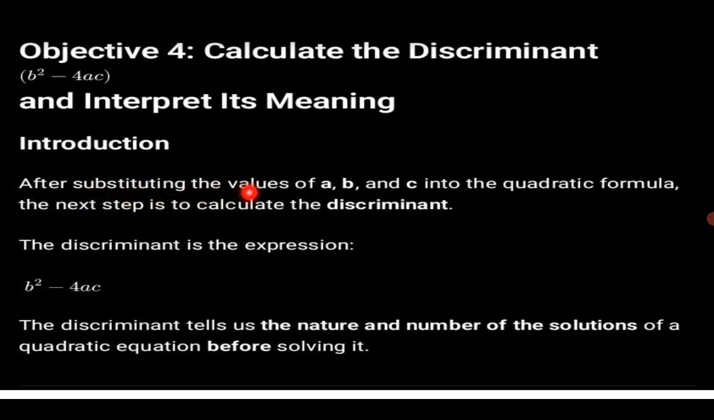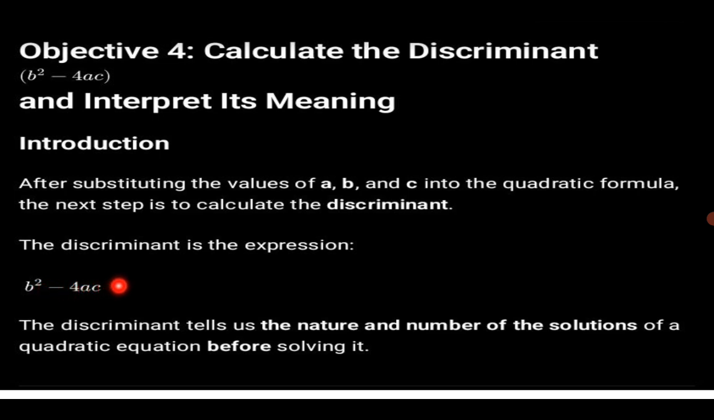So after substituting values of a, b, and c into the quadratic formula, the next step now is to calculate the discriminant. The discriminant is just the expression under the square root sign. It's this one, b squared minus 4ac. The value that you get from this substitution would tell you the nature and number of the solutions of the quadratic equation before solving it. So first of all, solve this one separately.